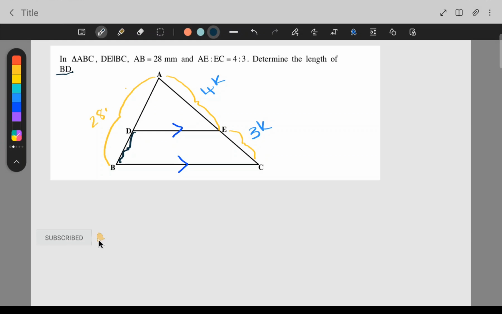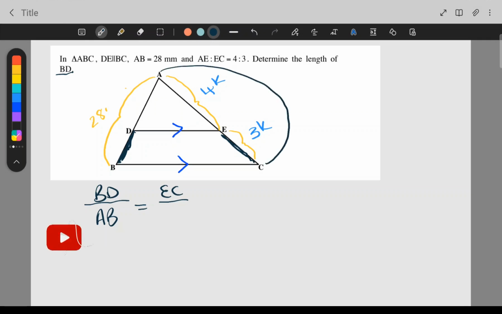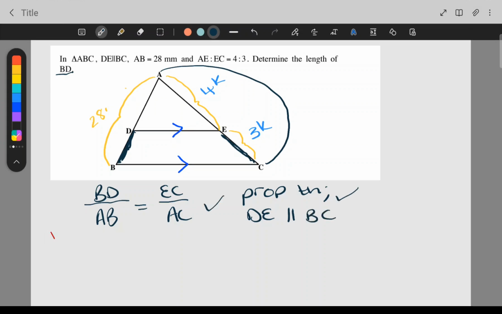So I'm just going to write my ratio down. I'm going to say BD over the whole side. So why do I do the whole side? Because I have the length of the whole side. So BD over the whole AB is exactly the same as EC over the whole side here, which is AC. Why is that the case? Because of the prop theorem. And my parallel lines are DE is parallel to BC. Okay, so that will give you marks, eh?